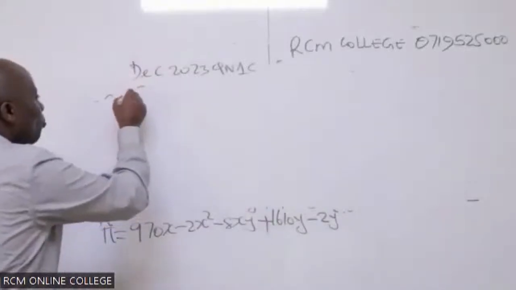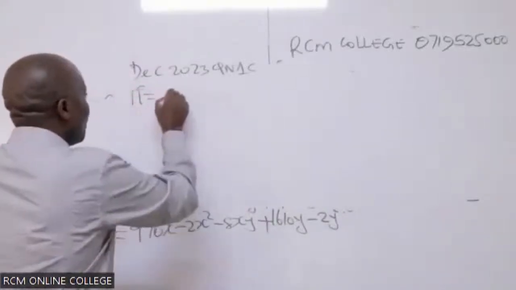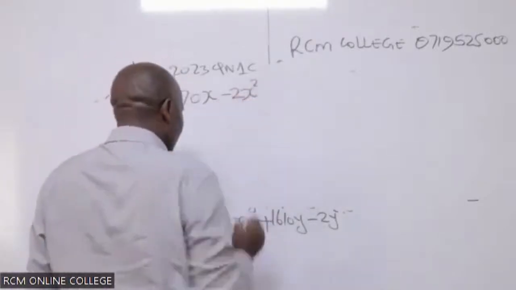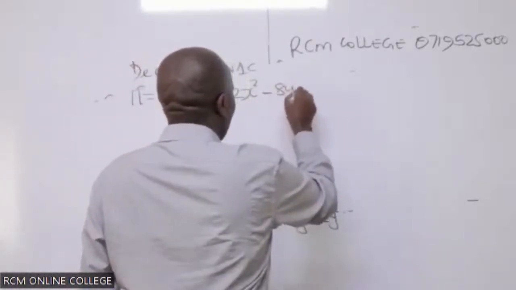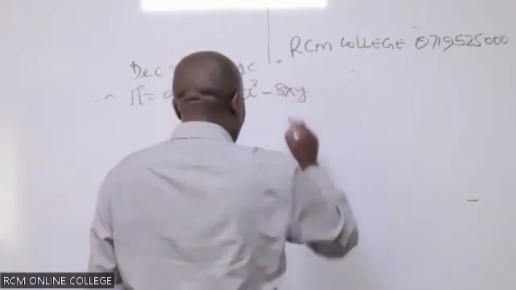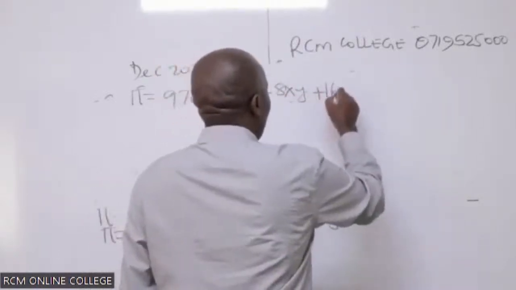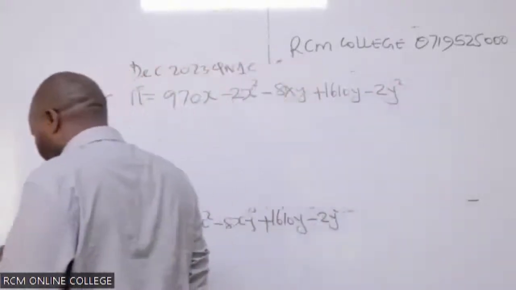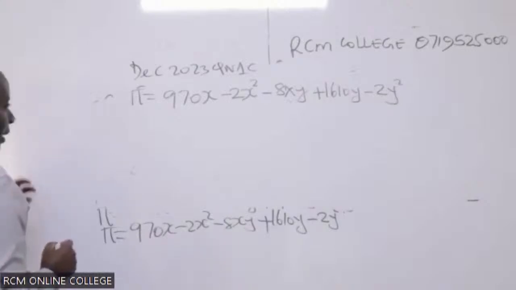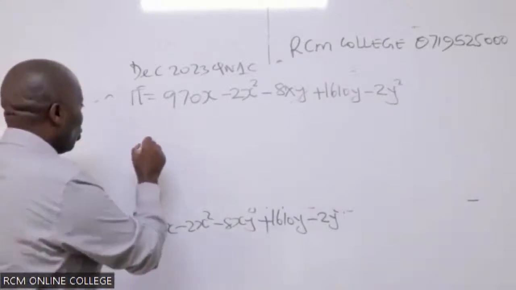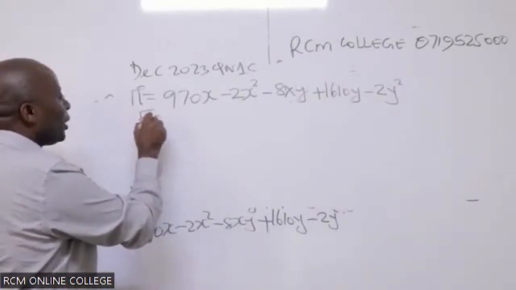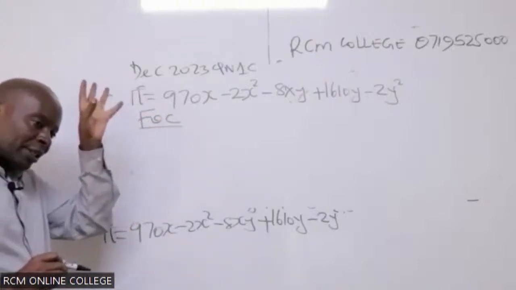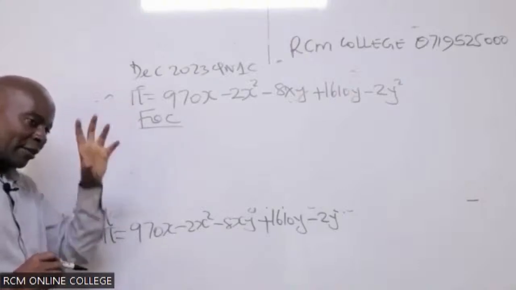So we have been able to derive the profit, which is 970x minus 2x squared minus 8xy plus 1610y minus 2y squared like that. So I would want to shoot this up there. I would want to maximize these. So to maximize this, we normally call it FOC, first order condition. To take it up there to the hill, to maximize it, first order condition.